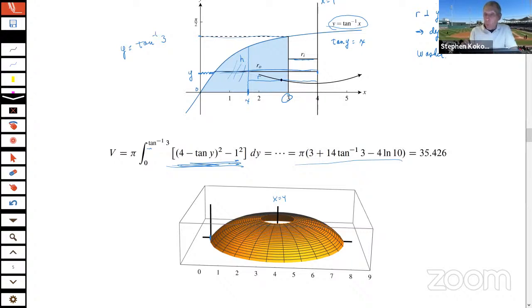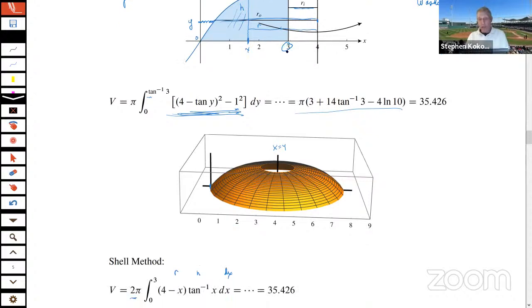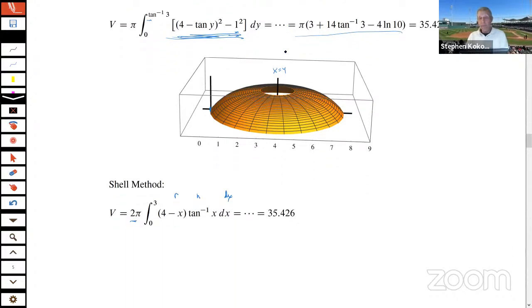What's the radius? What's this distance? It's 4 minus x. And what's the height? In this case, it's just the tangent inverse of x. You might think a little bit about how you would integrate that analytically, if you can, but I believe that works out. It better work out to the exact same numerical answer, 35.426.